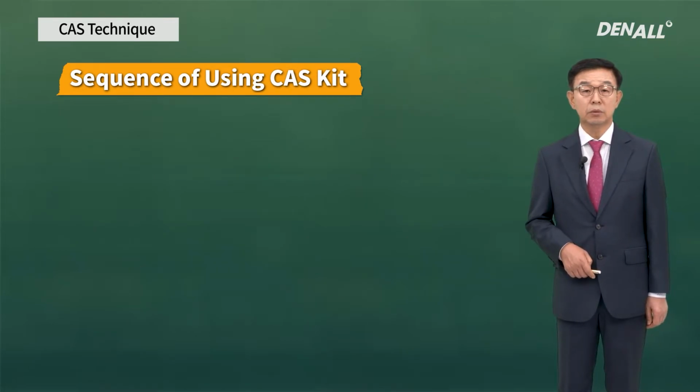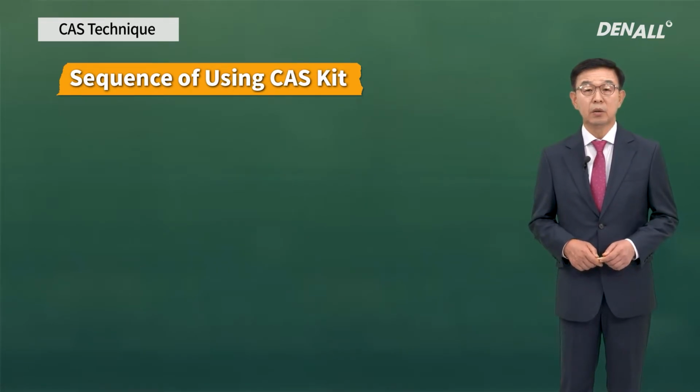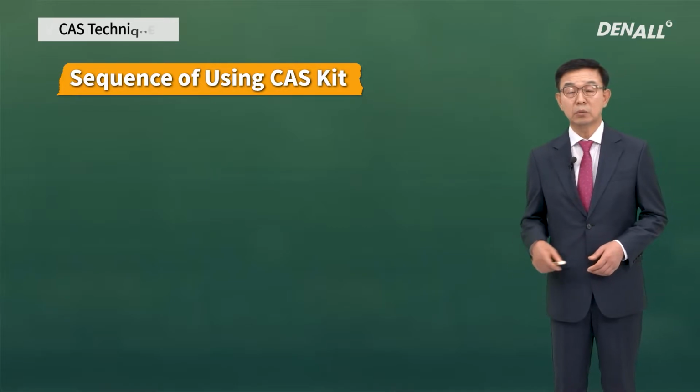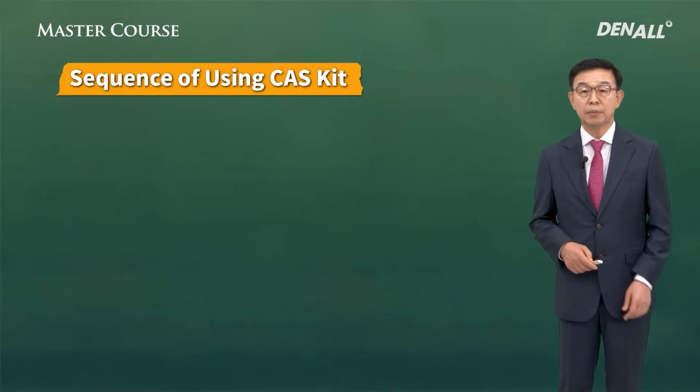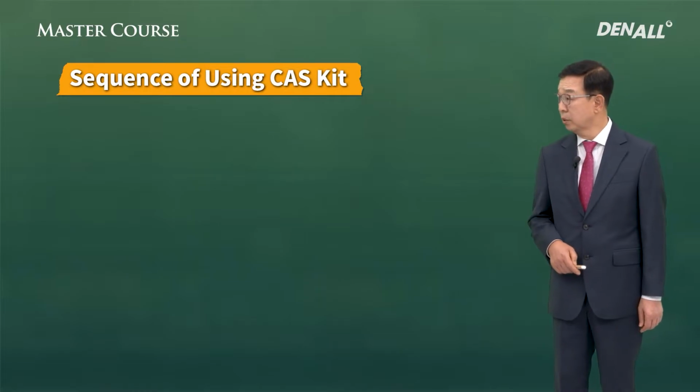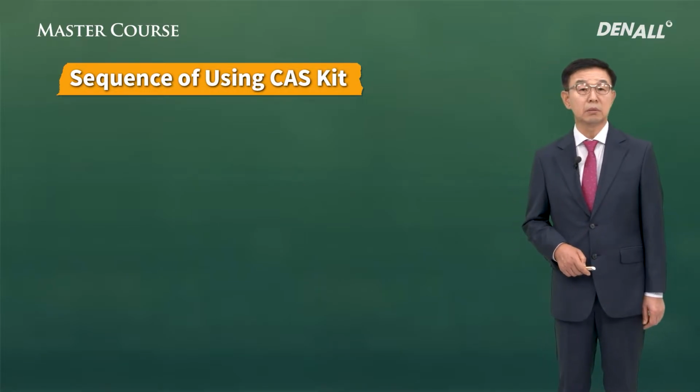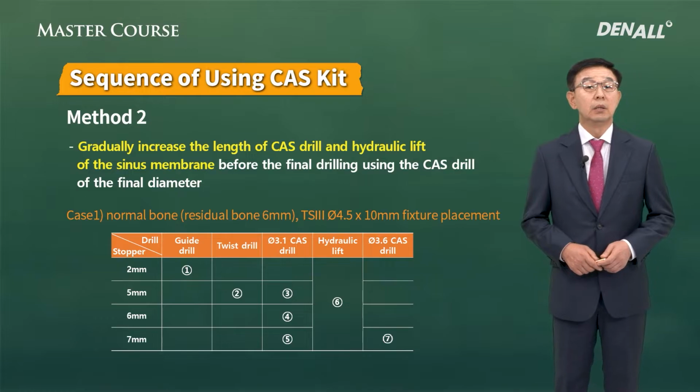Guided drill and twisted drilling is done. The width is gradually expanded. Once you achieve the desired width, you drill to the desired depths, check if the sinus floor is penetrated, do hydro lift, and then place the implant.